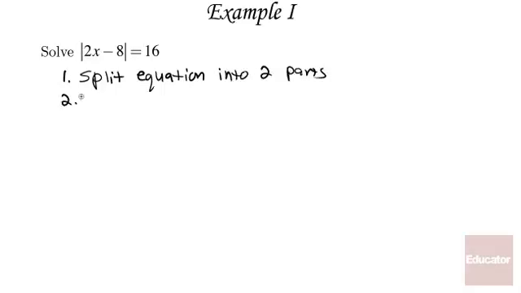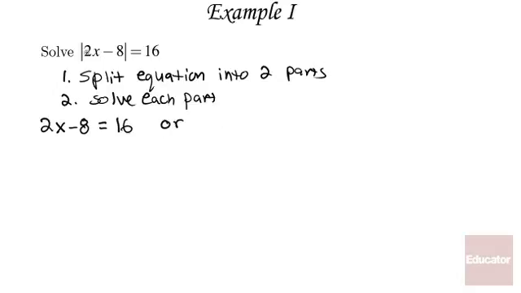We're going to use the same approach here, and I'm going to start out by splitting the equation into two parts, and then solve each part. Once you recognize that you have to split it into two parts, this is actually very easy. My first part is 2x minus 8 equals 16. If 2x minus 8 came out to 16, the absolute value of that is 16.